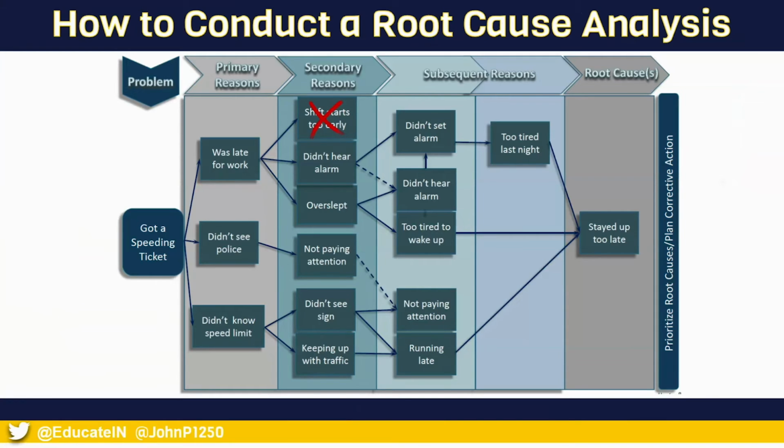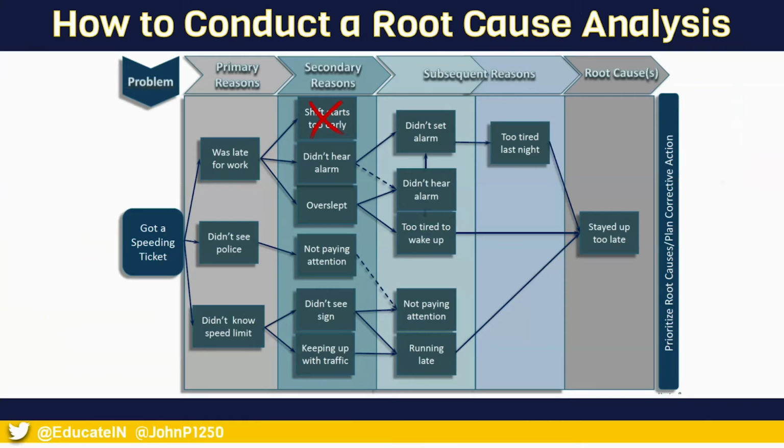Following that same line, I didn't hear the alarm. And I simply didn't hear the alarm. So it would end there. Or I overslept. Well, why? I didn't hear the alarm and I was too tired to wake up. Why were you too tired to wake up? Well, I stayed up too late. So you can see how asking the repetitive questioning of why can lead to a root cause.